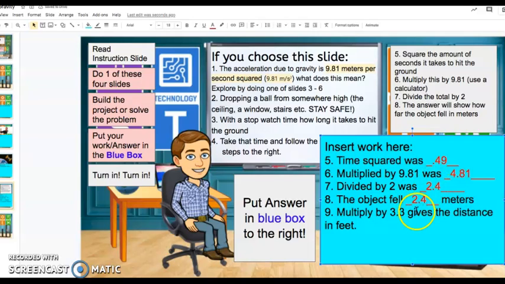So these two answers are the same. And then if you were to multiply by 3.3, that gives you the distance in feet. I'll do that really fast, just for the sake of this. You can do this too if you want. So the object fell, in my case, 7.9 feet.